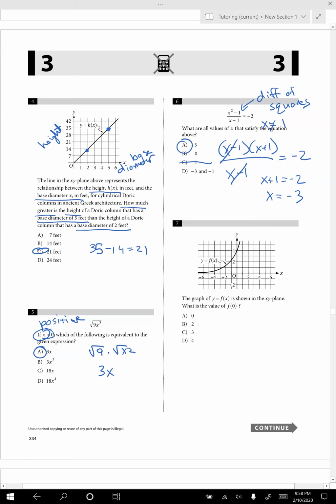Number 7. We've got another graph. First thing I look for: intercepts. I can't really tell what the x-intercept is, but I can see that the y-intercept here is (0, 4).